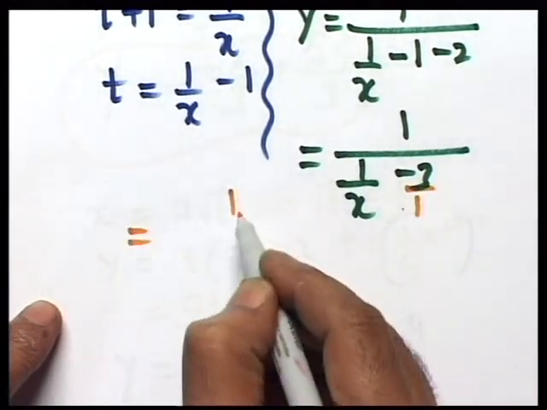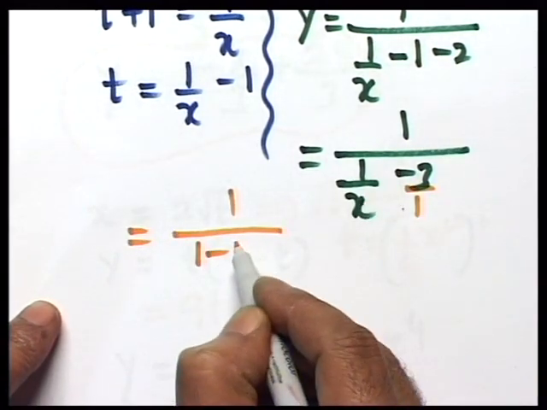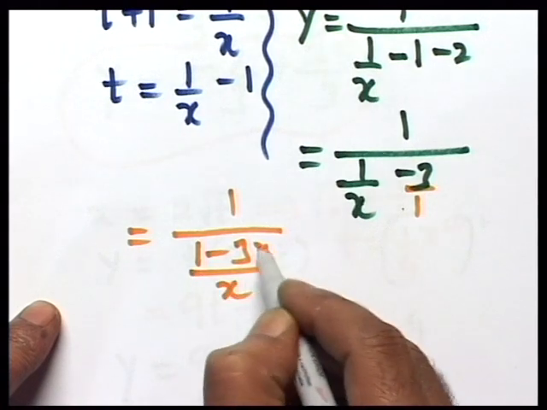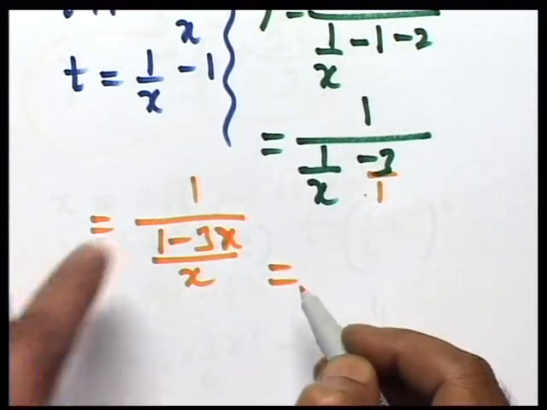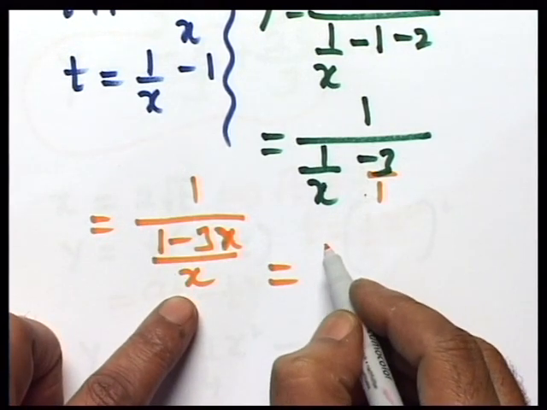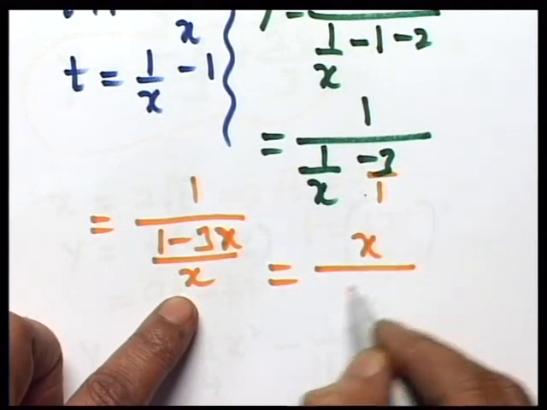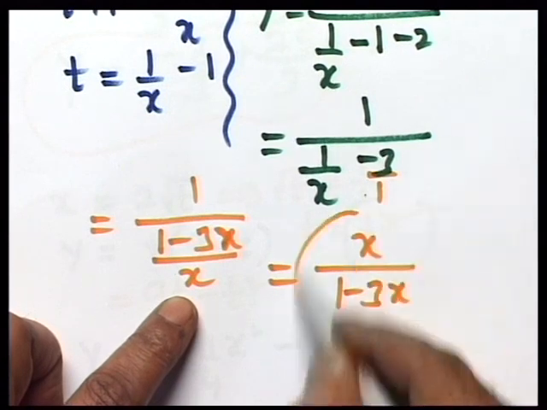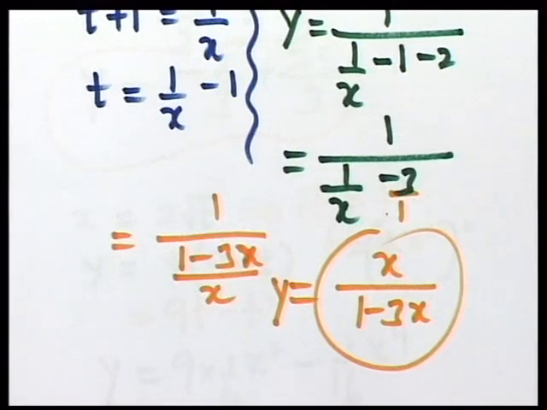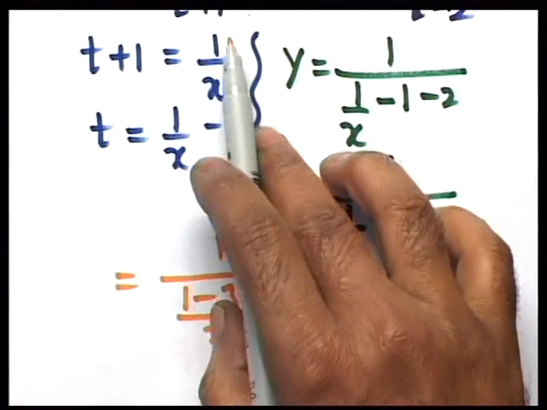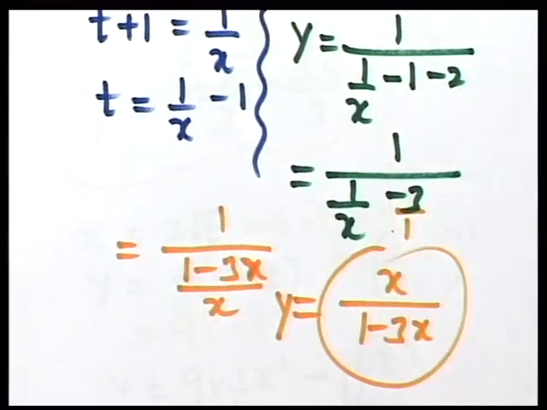We are supposed to get 1 over 1 minus 3x divided by x, if you take the LCM. The final answer should look like y equals x over 1 minus 3x. All right, that's y equals. So that's the Cartesian form of the question. Just be careful about the LCM stuff there.